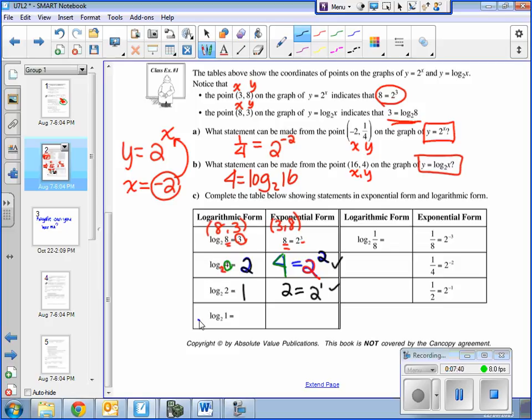What is log of 1 base 2 equal to? Put it in your calculator. Don't just guess. What is it? So I have log of 1 base 2 is equal to 0. How do we write this in exponential form? Perfect. 2 to the 0 in your calculator is equal to 1. Anything to the exponent 0 is equal to 1. That's true.